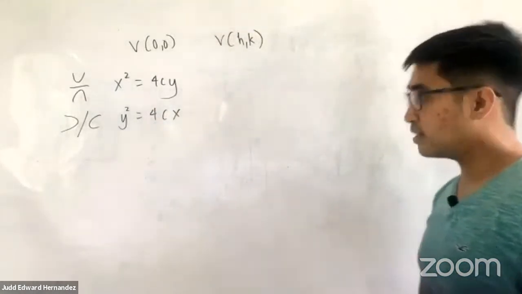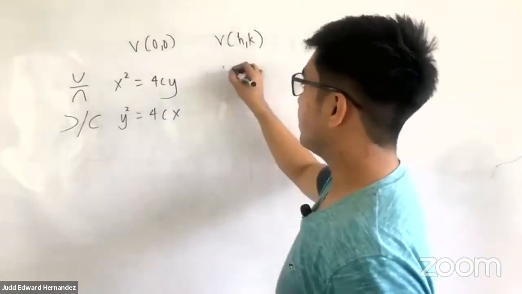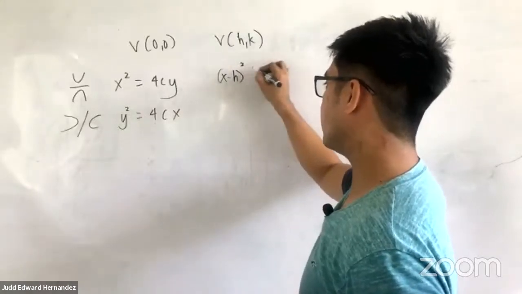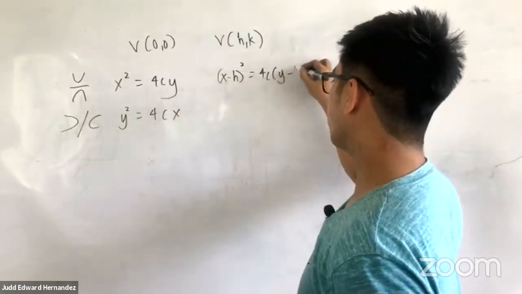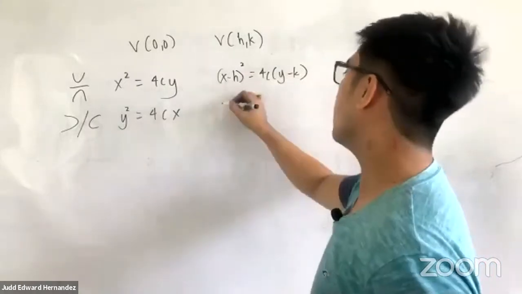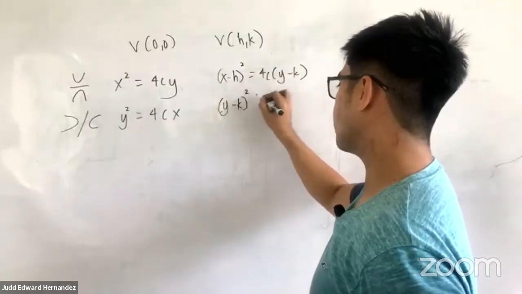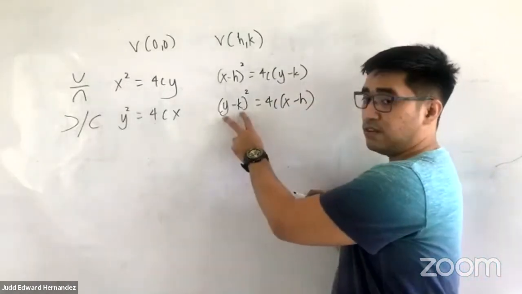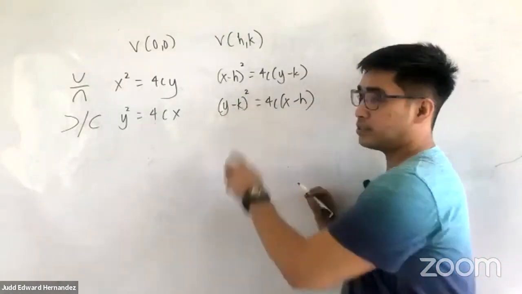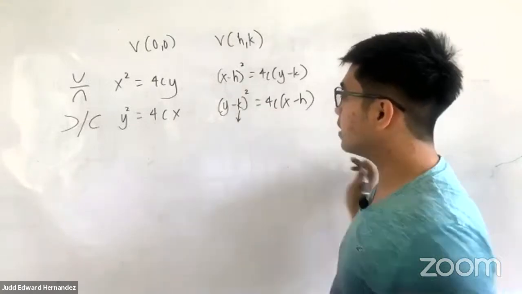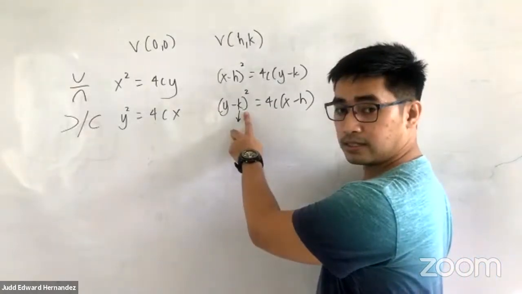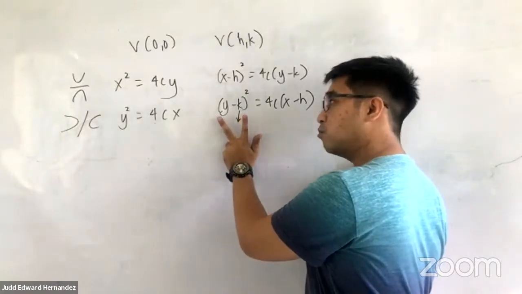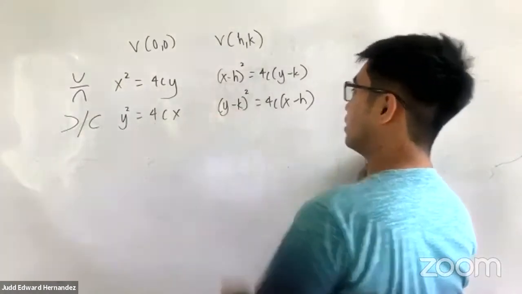Okay. If the vertex is located at h, k, we could finally say that this equation becomes x minus h quantity squared is equal to 4c times y minus k. And this becomes y minus k quantity squared is equal to 4c times x minus h. Do not be confused. Even though nauna si y minus k quantity squared dito, hindi pwede na ito yung maging x coordinate ni vertex. Tandaan nyo, ito palagi yung y coordinate. Pinag-una lang si y minus k quantity squared.